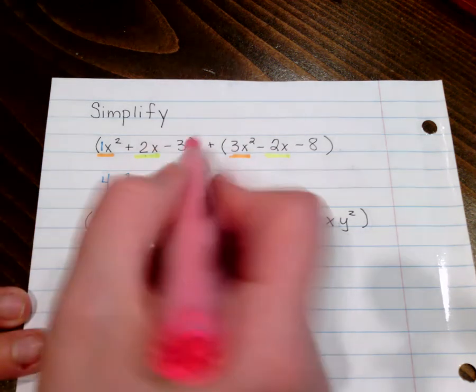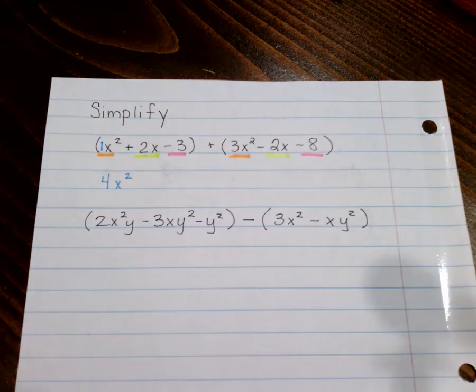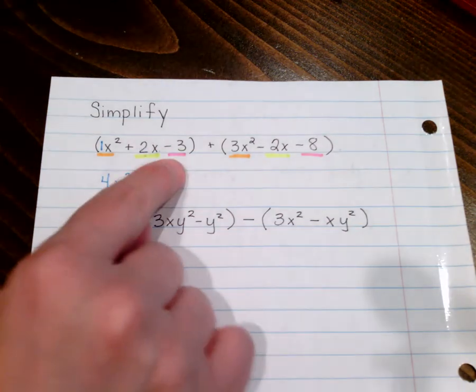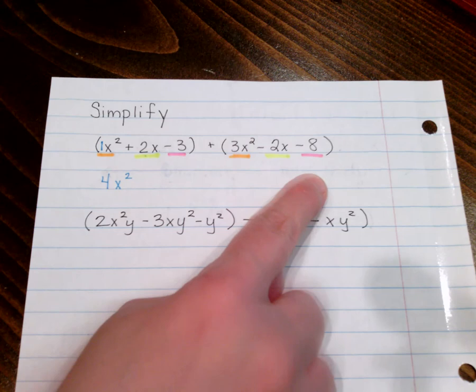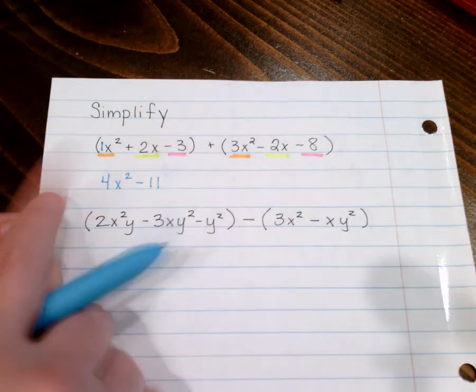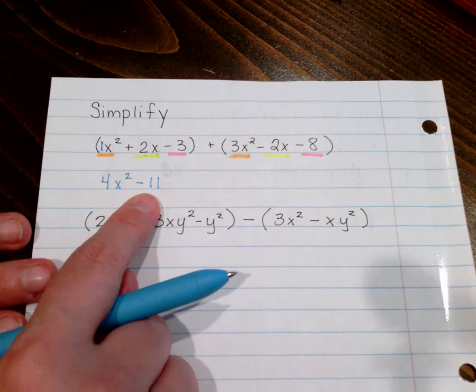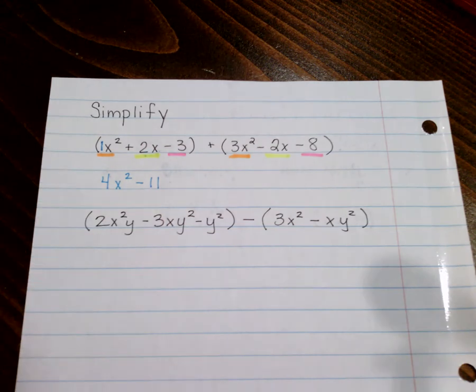And then finally, let's do the constants. These are the terms without the exponent or variables. So you have negative 3 plus negative 8, and that would be negative 11. And this is as far as I can go. I can't go any further to simplify because these two are not like terms.